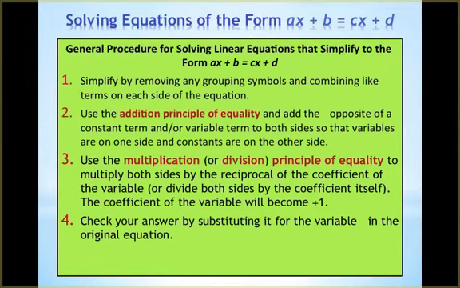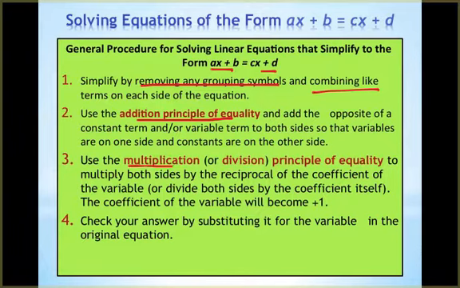So let's look at our general procedure for how to solve equations where we have variables on both sides. So we're of the form ax plus b equals cx plus d. The first thing we want to do is remove any grouping symbols that we might have, like parentheses, and then we want to combine all of our like terms on each side. Then we're going to use our addition principle of equality to get our constants and our variables on opposite sides of the equation. So one side will contain the constants and one side will contain the variables.